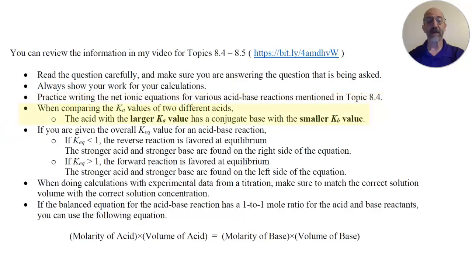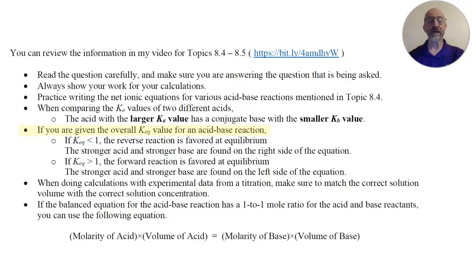Now, when you're comparing the Ka values of two different acids, the acid that has the larger Ka value has a conjugate base with the smaller Kb value. So what I'm saying there is that there's an inverse relationship between Ka and Kb, and that comes from that equation that I mentioned where Ka times Kb equals Kw. So a larger Ka would be associated with a smaller Kb for the conjugate base.